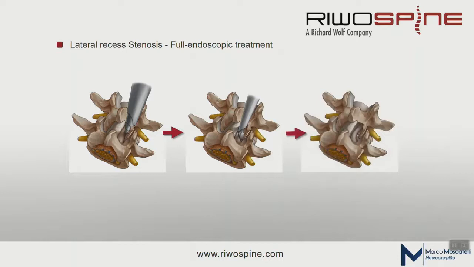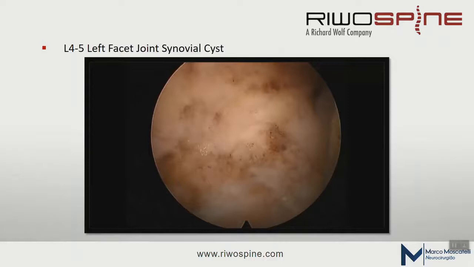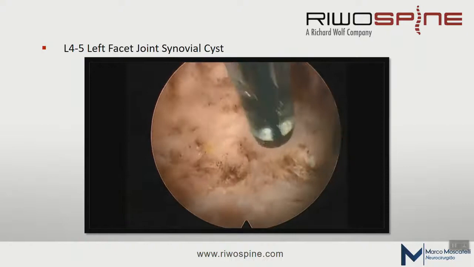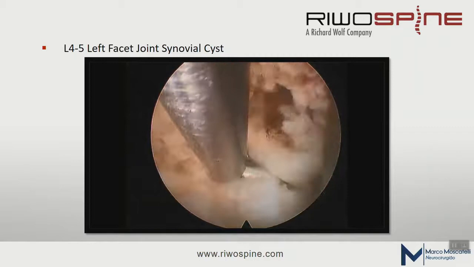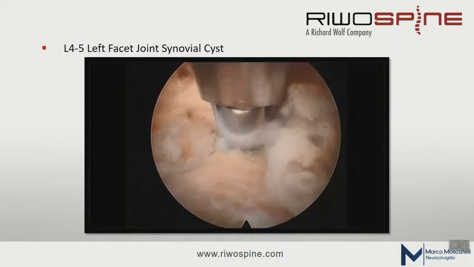Now I will talk about my case. This case is an L4, L5 left facet joint synovial cyst. We start the procedure by exposing the upper articular process with bipolar, with tip control, and giving up the superficial lamina of the flavum ligament, using tip control and the scissor.